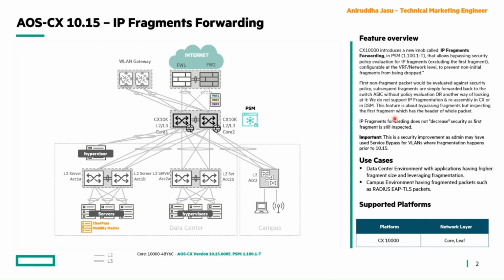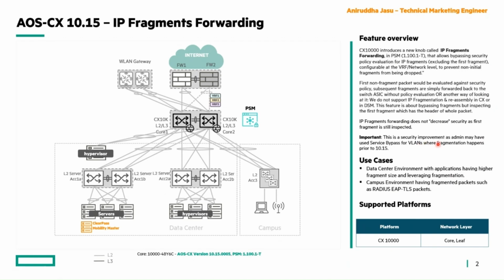packet. Now, the IP fragments forwarding knob or feature does not decrease the security as the first fragment is still inspected, and based on that, everything is getting applied. So in a way, you are inspecting the entire fragments. That is the important and key note here.